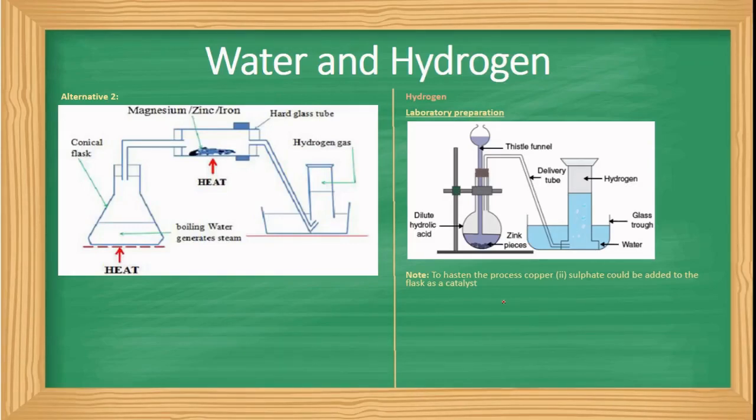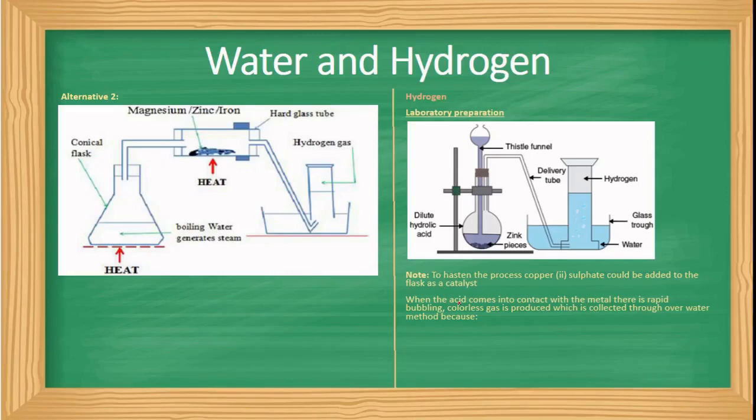The production is hastened through inclusion of copper 2 sulfate as a catalyst. So you will find that in some setups, copper 2 sulfate is also added down here in the flask just to hasten the process as a catalyst. Remember, we said a catalyst is a substance that is used to alter the speed of a reaction and remains unused or remains in its original state. It's not consumed, not used during the reaction.